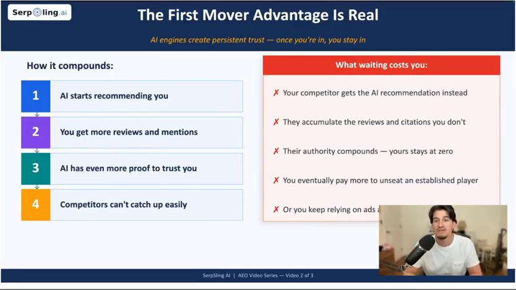So what is waiting going to cost you? Your competitors get the AI recommendation instead. They accumulate the reviews and citations that you don't, or your clients, whoever it is that you're going to be helping with AEO. Their authority compounds, yours stays at zero. You eventually pay more to unseat an established player, or you keep relying on ads as organic AI share declines. Right now you can take your share, help your clients take their share, and be the first ones there.